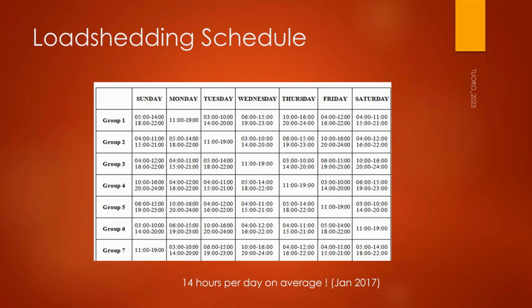See, look at Sunday to Saturday, we're divided into groups. I think my house was in group 4 or 5. I can't remember, it's been a while now. So this is the time when the power would be shut down, not when the power would be on. So look at the power shutdowns. See that? On an average, 14 hours.